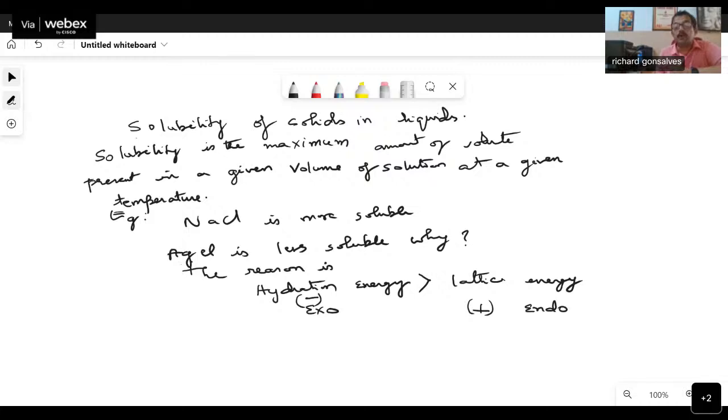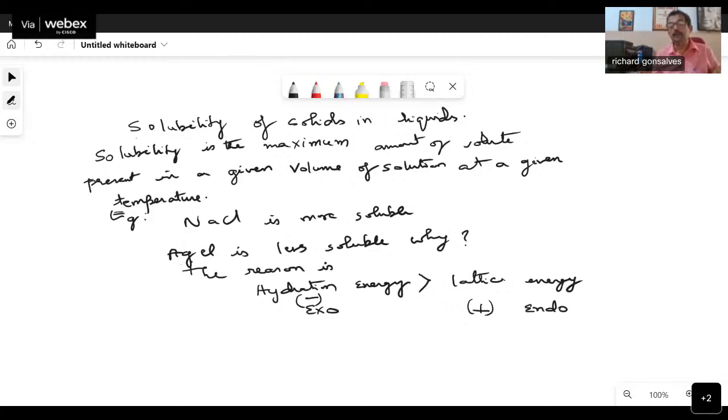Therefore, if hydration energy is more than lattice energy, then it is soluble. If lattice energy is more than the hydration energy, then it is insoluble. This is the reason why some substances are soluble and some are insoluble. The reason is hydration energy and lattice energy.